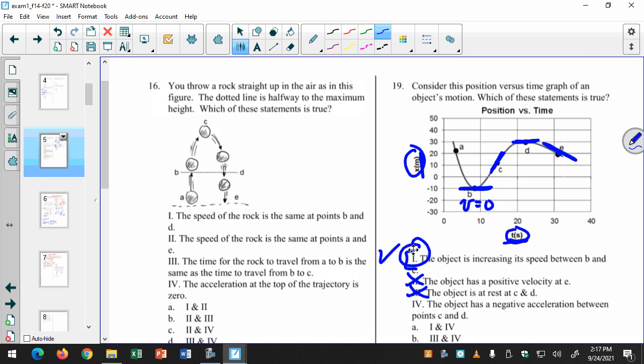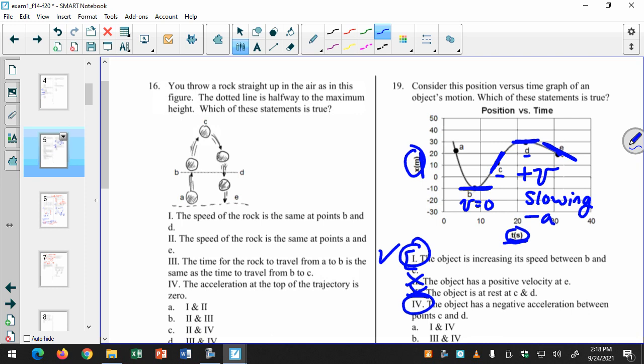This one's difficult. Between C and D, the object has a negative acceleration. First thing you want to ask yourself is, what is the sign of the velocity? Is it positive or negative between point C and D? Very good. It has a positive velocity. And is it speeding up or slowing down between point C and D? Very good. So it's slowing down. Since it's slowing, the acceleration has a sign opposite the velocity. That means the acceleration is negative. Can you explain how it's slowing down? Absolutely. So that statement is correct.